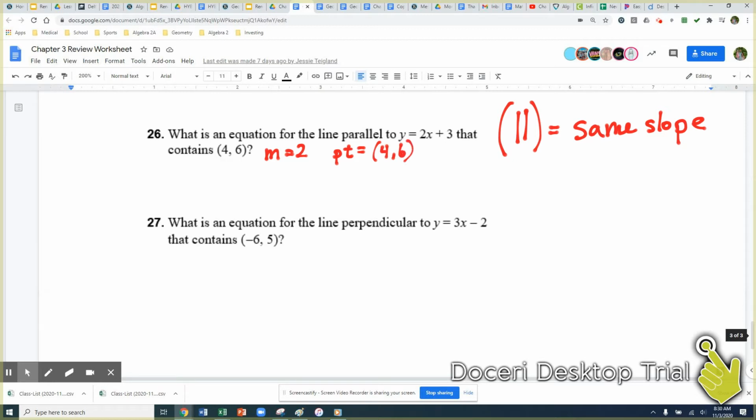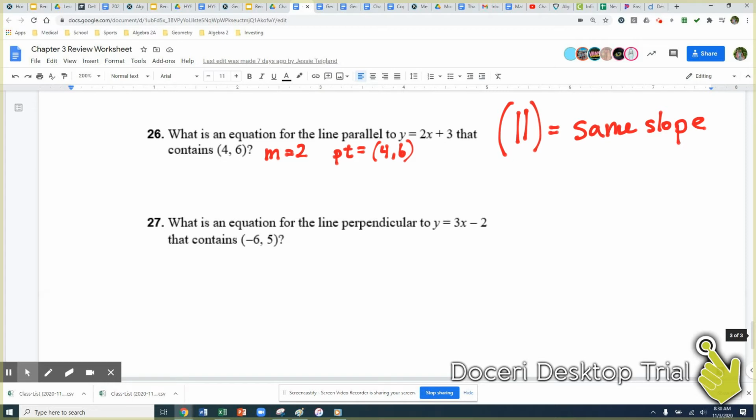Now, a common mistake is to just take the y-coordinate and then use that as the y-intercept. We have to think logically. The y-intercept is where your line crosses the y-axis, and the x-coordinate is always going to be 0 at that point. So (4, 6) is not your y-intercept. You can't just throw in the 6 and make that your y-intercept.